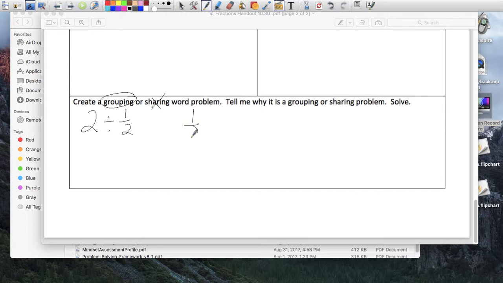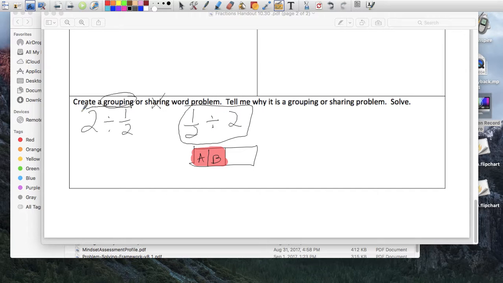Let's go backwards. Can you have half of something and divide it among 2 people? Yeah, that makes sense, right? You can have something like the chocolate bar, and you have half of the chocolate bar, and 2 of your friends, you're going to split it up. Friend A gets this one, friend B gets this one. That's something that's possible to do, right? So this is definitely easier to interpret as a sharing problem.